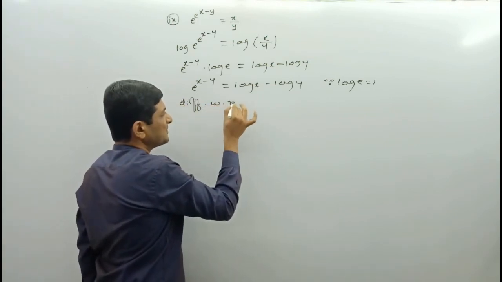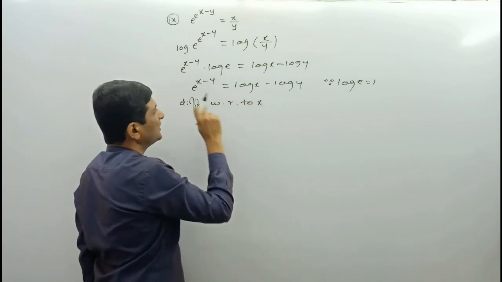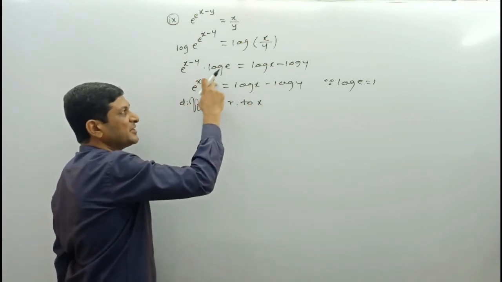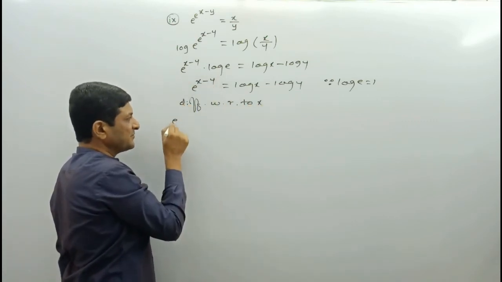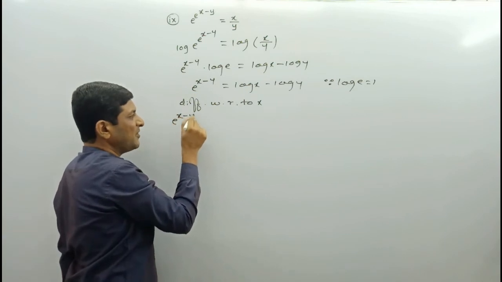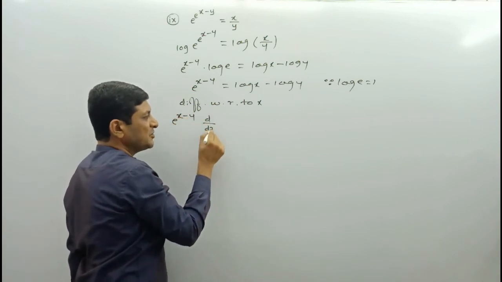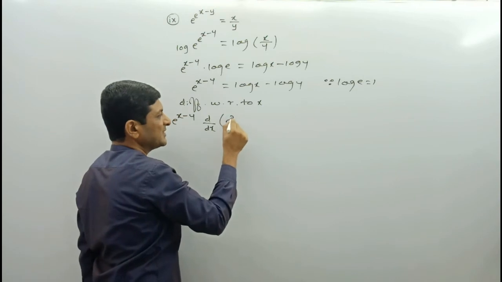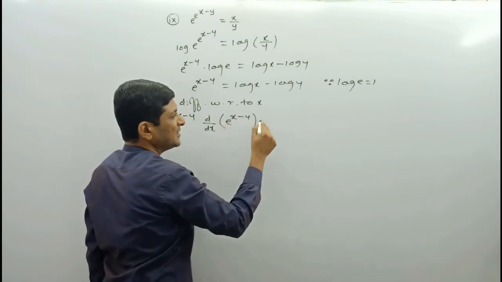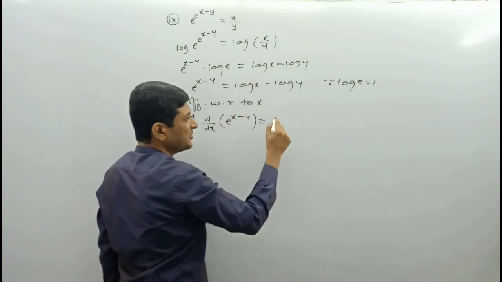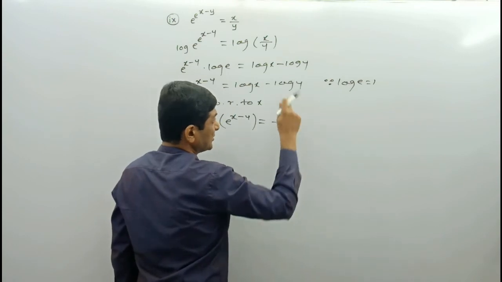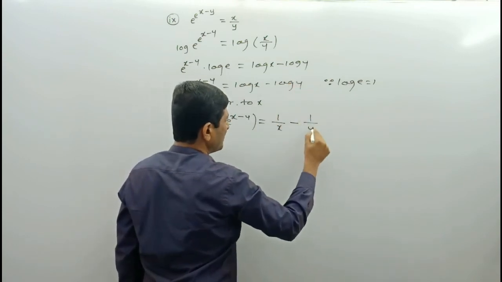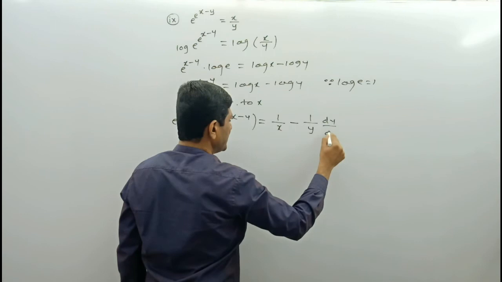Differentiate with respect to x. On this side, the function is in the form of e raised to power f of x, so its differentiation is e raised to power f of x into the derivative of f of x. What is f of x? e raised to power x minus y, which is equal to, on this side, what is the derivative of log x? 1 by x, minus the derivative of log y, which is 1 by y dy by dx.